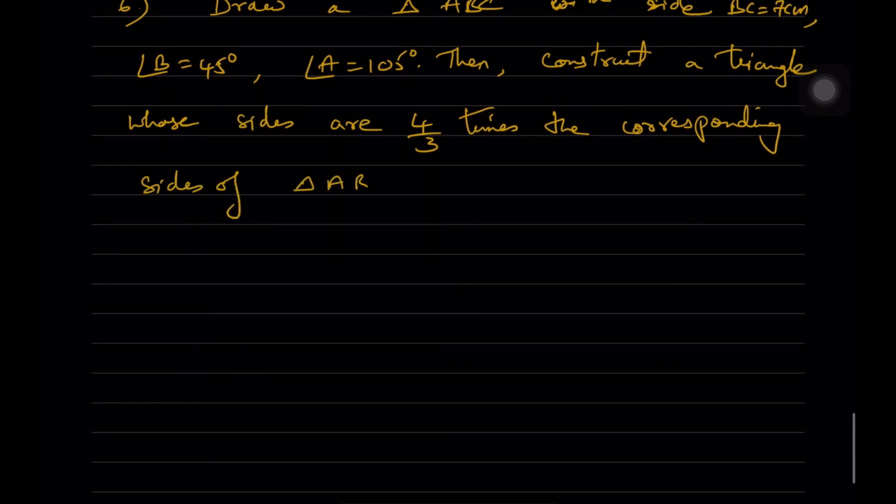Now here we are having the scale factor 4 by 3, it is greater than 1, so you will get the triangle greater than the original one. So we have to check whether it is greater than 1 or less than 1. Now we have to draw this triangle. We are given that angle B is equal to 45 degrees and angle A is equal to 105 degrees. So first, solution.